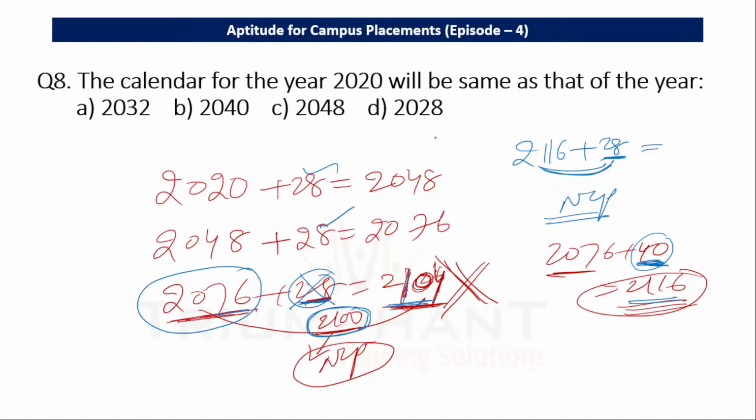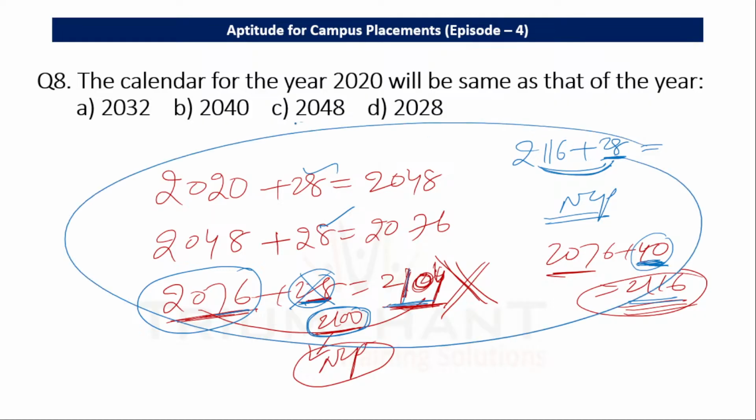Of course, in this question, all this is not required, but I am just taking this as an opportunity to explain that concept to you: when to add 28, when to add 40 to get the same leap year calendar. I hope this explanation is clear to you.